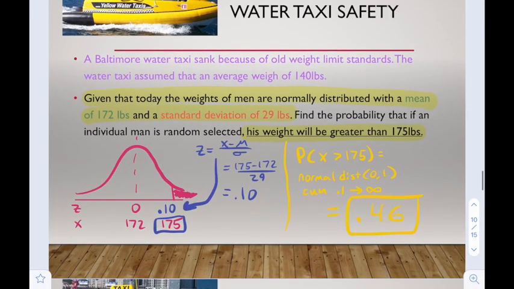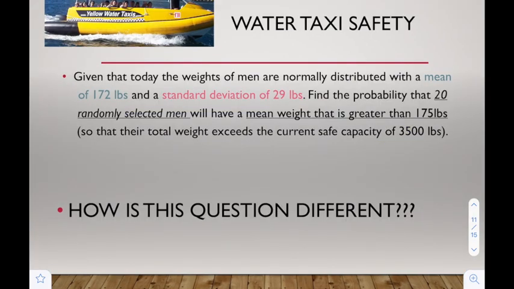Now the reason I wanted to start with a problem from the last lesson was so that you could see how similar the new problems will be with the central limit theorem. This problem here is a central limit theorem problem. It starts off the same way, giving us some context about the mean and standard deviation. But now, instead of talking about one man and his weight, we're going to talk about 20 men and their average weight. This is what makes a problem a central limit theorem problem: when instead of talking about an individual, you start talking about a group.